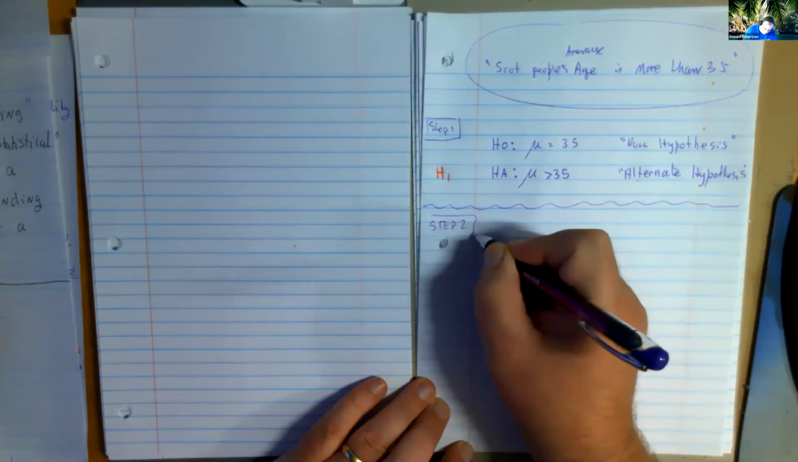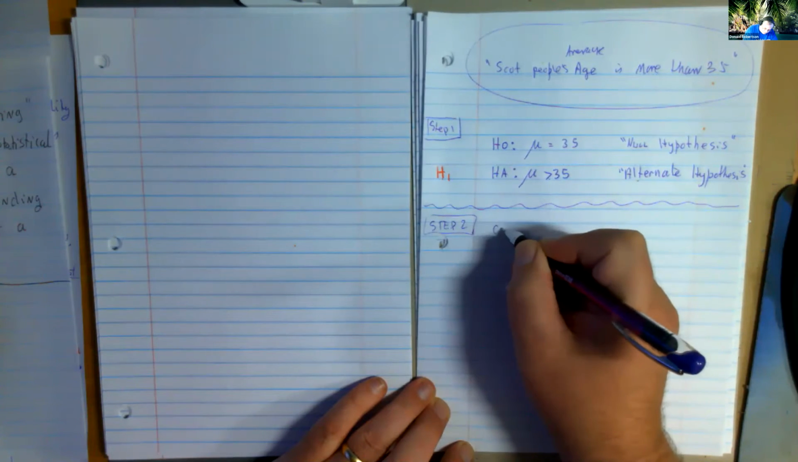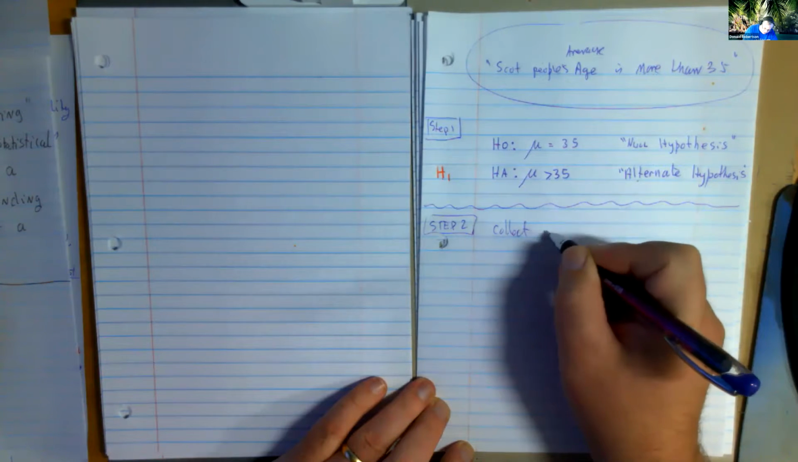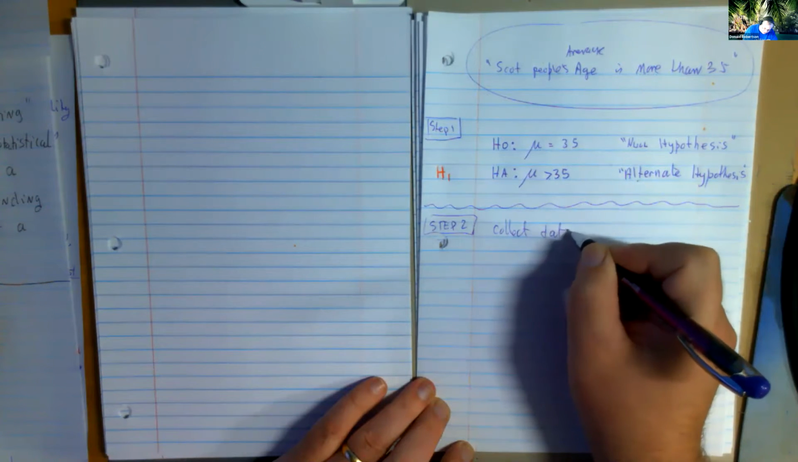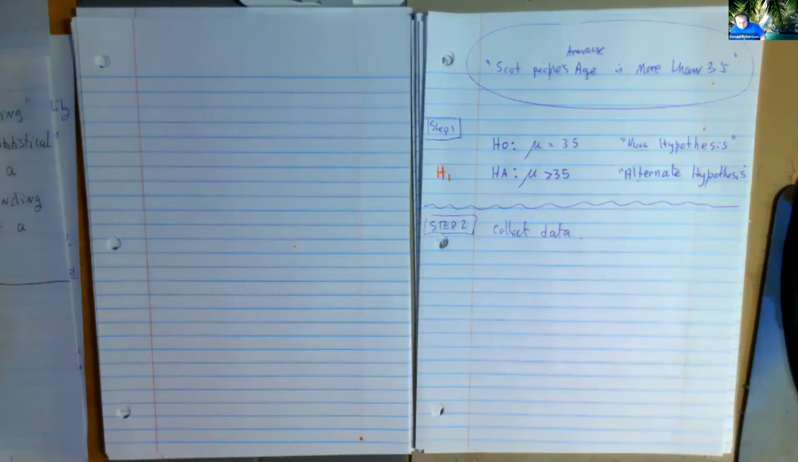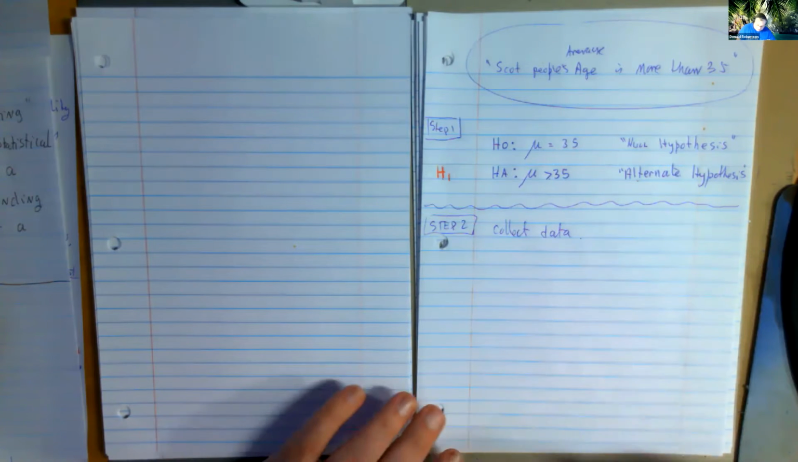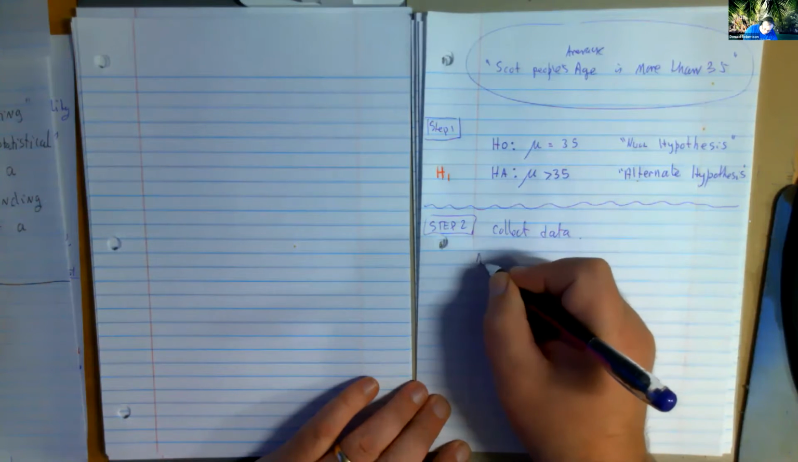Step 2, you're going to collect the data. Right, if I wanted to prove that the average age of Scottish people is older than 35, more than 35, then what I would, well, I guess I could ask all of them, but that's impractical. So what I would probably do is I would get a random sample.